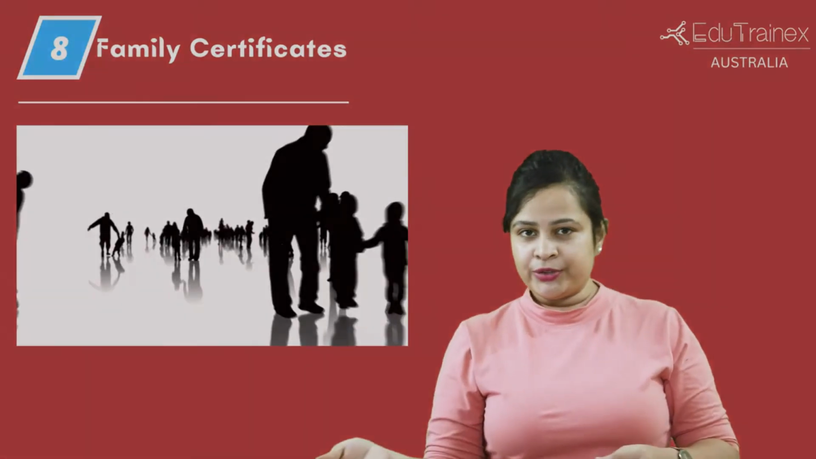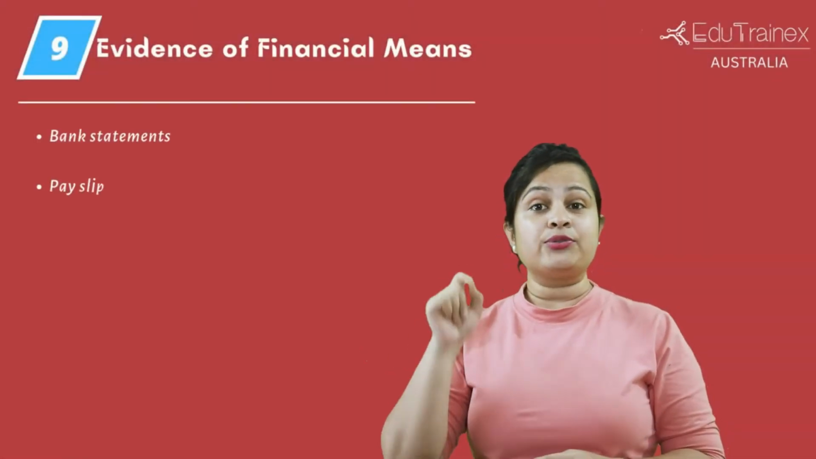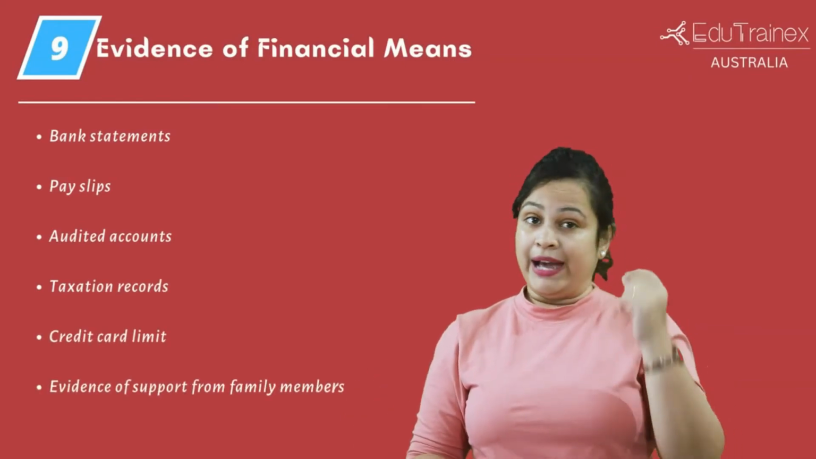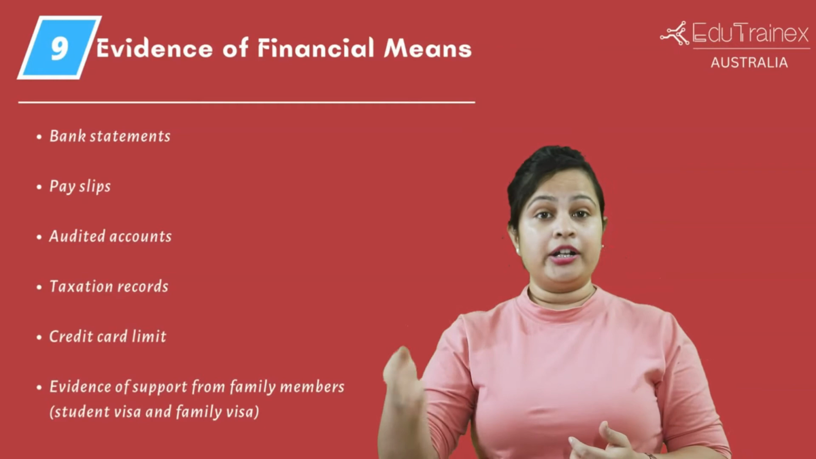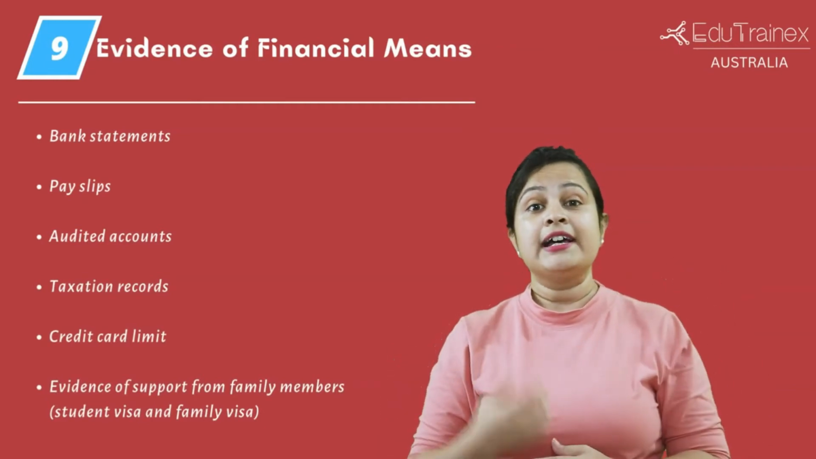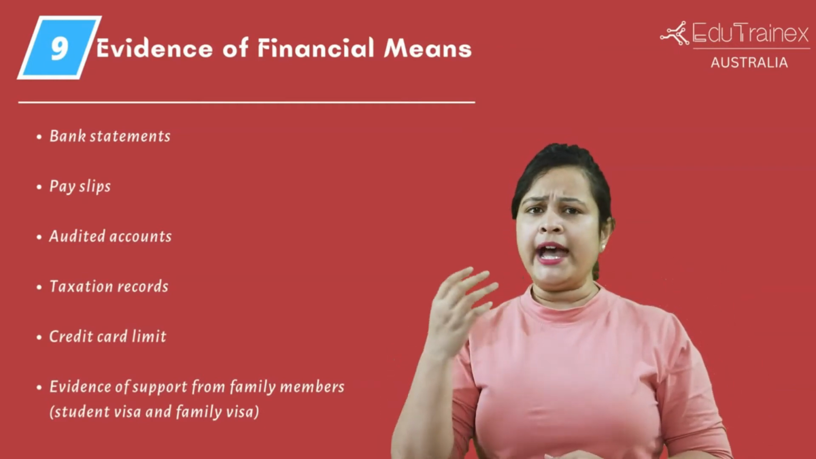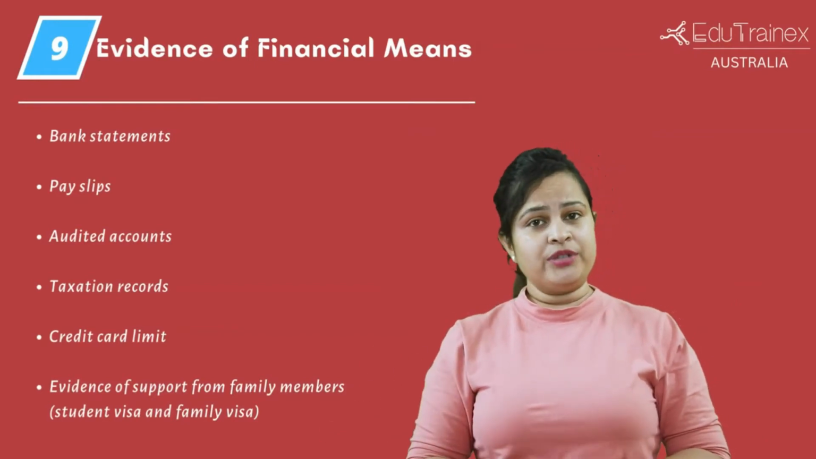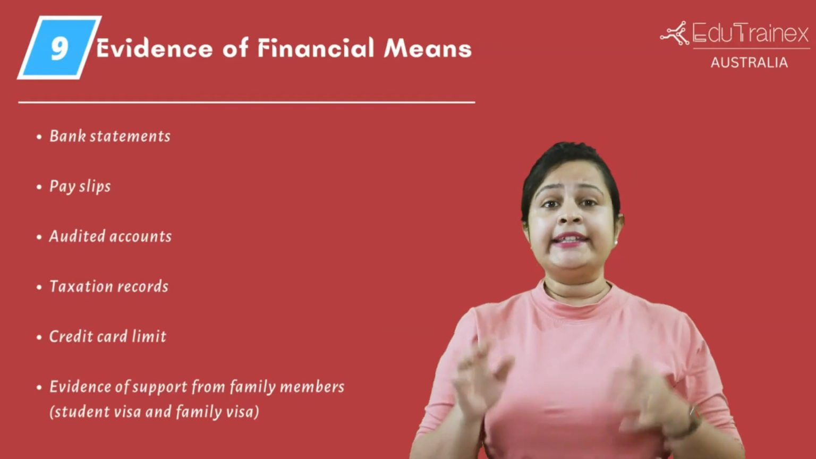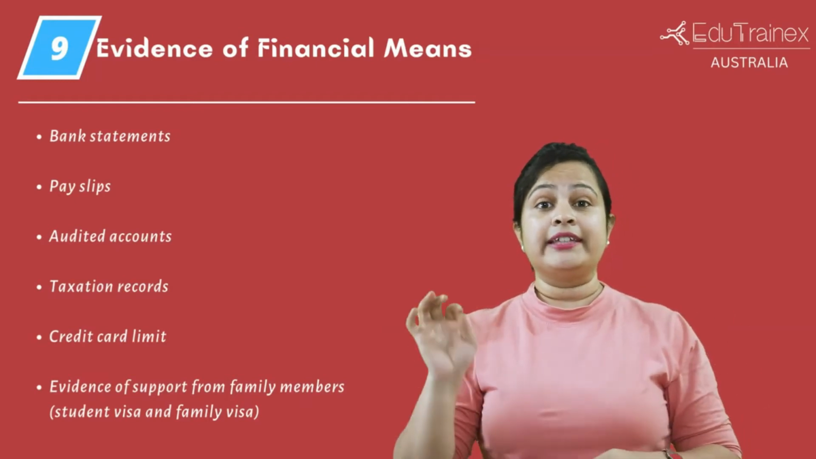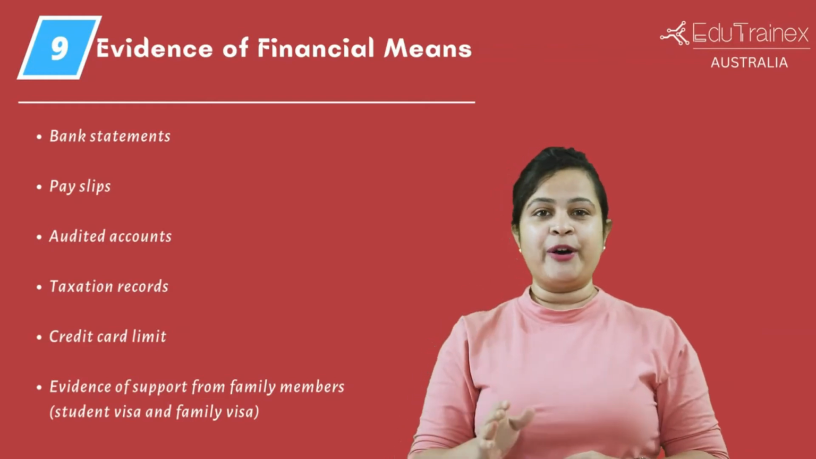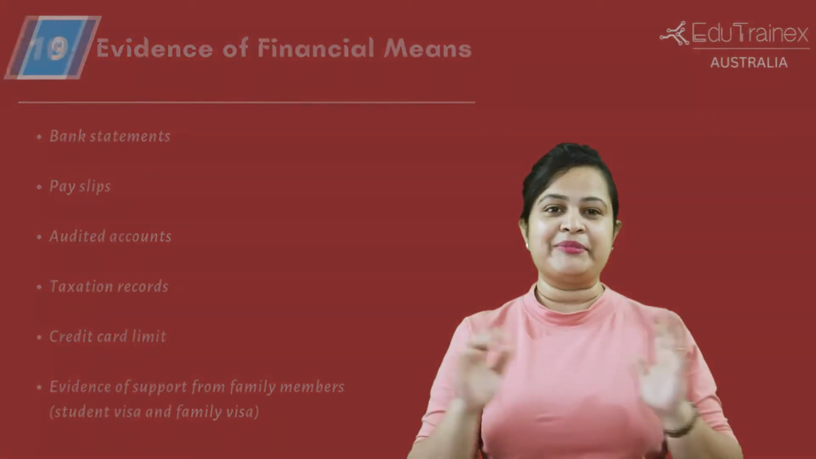When you plan on going to Australia, you have to provide evidence that you can finance your trip on your own, and for that you can include bank statements, pay slips, audited accounts, taxation records, credit card limit, and evidence of support from family members in the case of student visa and family visa. And in case you are invited by someone who is sponsoring your trip, you must provide evidence that your sponsor has enough financial means.